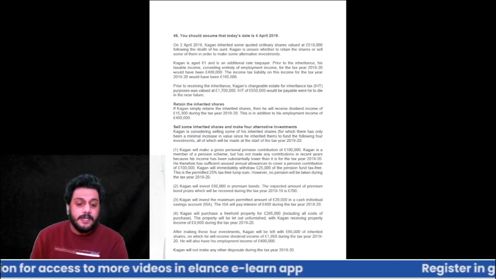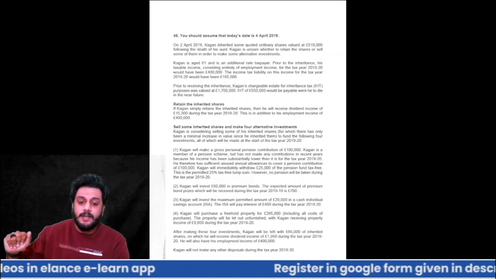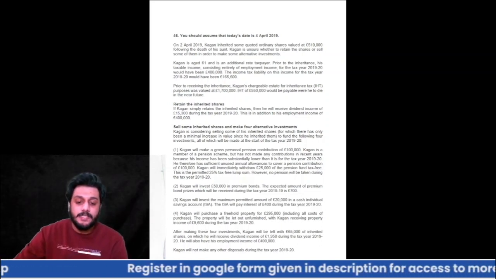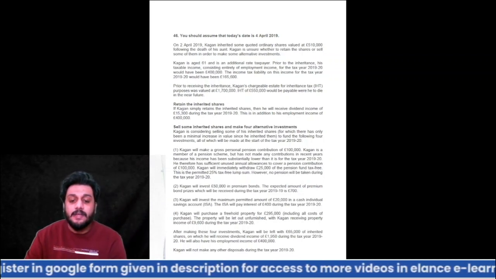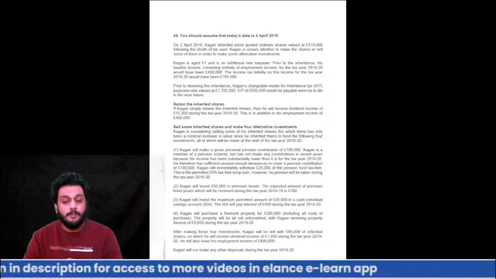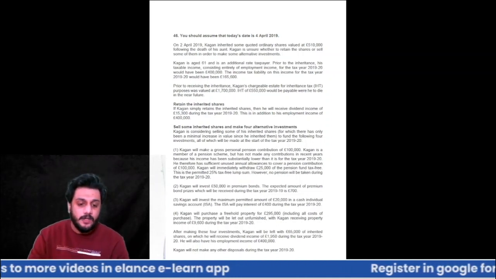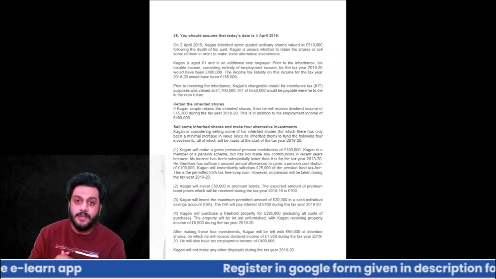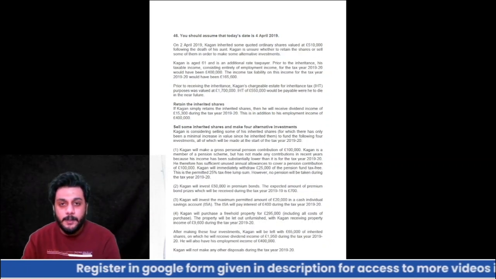Kagan will make a gross personal pension contribution of 100,000. Kagan is a member of a pension scheme but has not made any contribution in recent years because his income has been substantially lower than it is for the tax year 2019-20. He therefore has sufficient unused annual allowance to cover the pension contribution of 100,000. Kagan will immediately withdraw 25,000 of the pension fund tax-free. This is a permitted 25% tax-free lump sum. However, no pension will be taken during the tax year 2019-20.